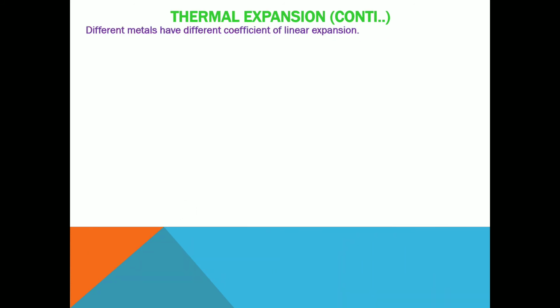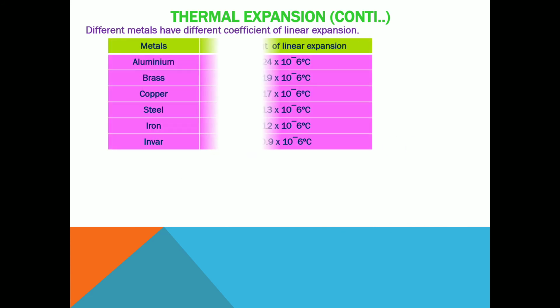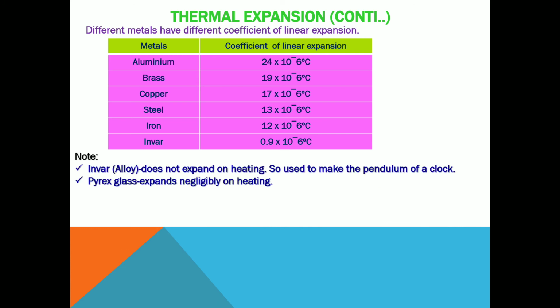Different metals have different coefficients of linear expansion. Aluminium is 24 into 10 to the power minus 6 per degree centigrade. Brass is 19 into 10 to the power minus 6, copper 17 into 10 to the power minus 6, steel 13 into 10 to the power minus 6, iron 12 into 10 to the power minus 6, and Invar is 0.9 into 10 to the power minus 6 per degree centigrade.